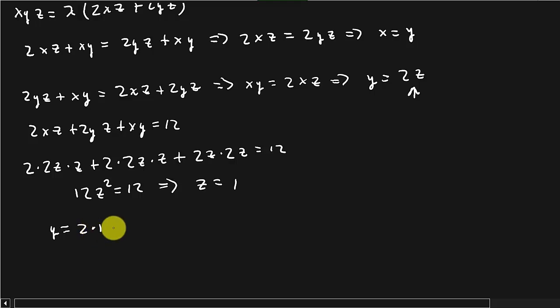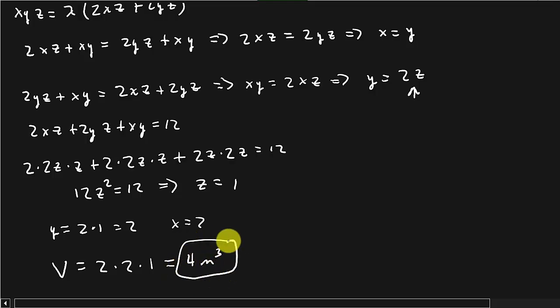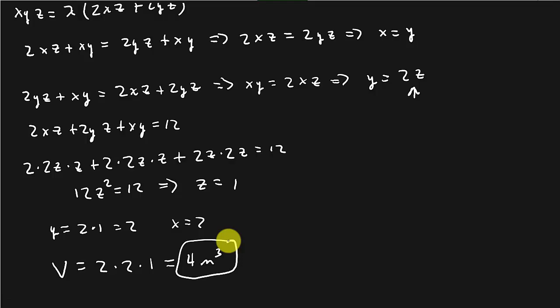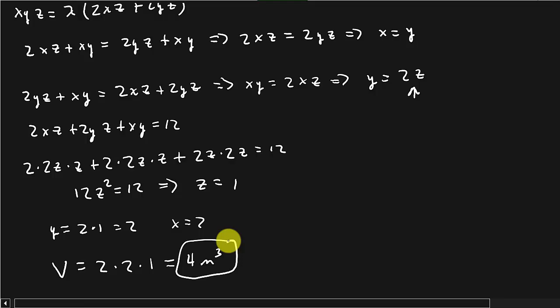We get y is equal to 2 times 1, which is 2. So we also know x is 2. So our maximum volume is 2 times 2 times 1, which is 4 cubic meters. And there's your answer. All right. So, it's the same problem we worked in the last video on maximum and minimum values. We're just using a different method to solve it. Okay. And you can see it's not too bad.